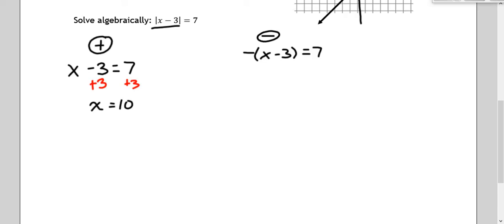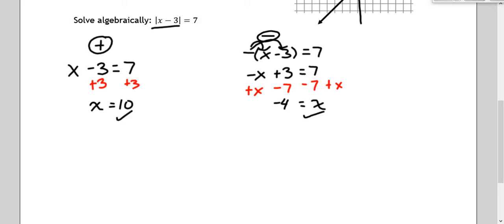And then over here, we multiply the negative in first. You get negative x plus 3 is equal to 7. Now what I would do is add x to both sides and subtract 7. So then you would get that -4 is equal to x. So both of those solutions we found on the graph match, but now we need to do our check.